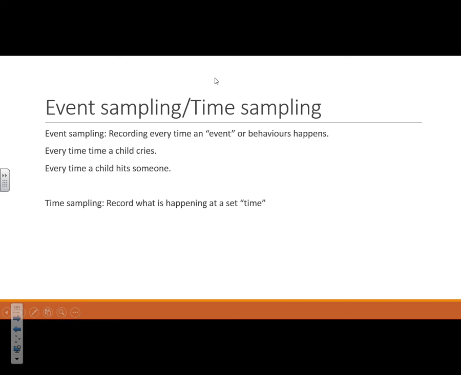Time sampling, record what is happening at a set time. So every 30 seconds record what's happening. Remember, we did these two different ones. So event sampling, we looked at Super Nanny, and every time the child did various things, every time they threw something, every time they hit somebody, every time they said a mean name, I think it was poo-poo head maybe, you would tally that down every time that happened.